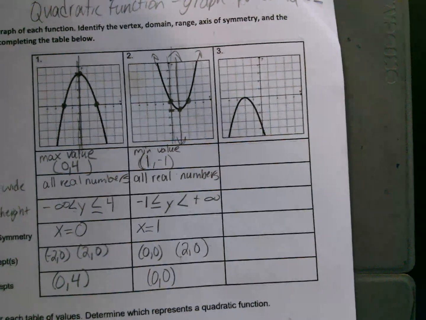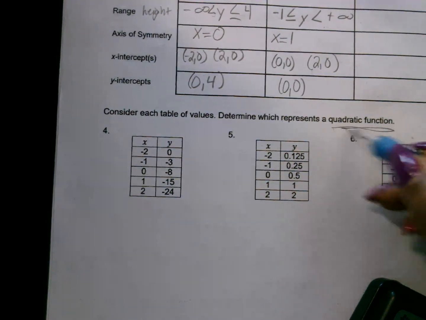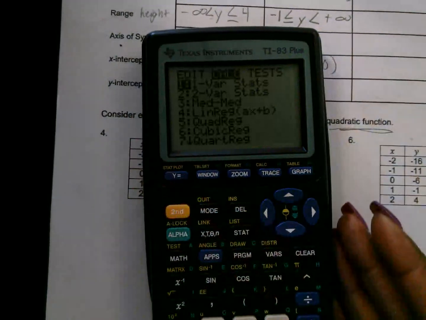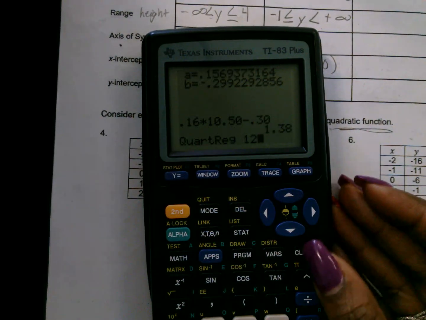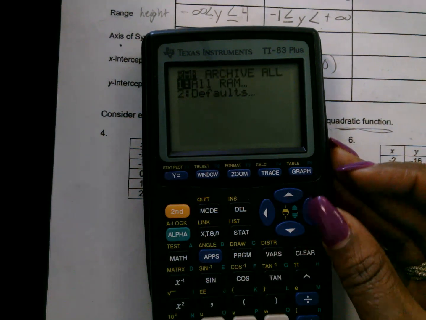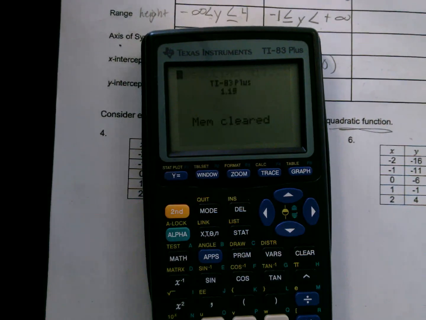Okay, I'm going to show you how to do the bottom part. You need your calculator for this. You're going to write the quadratic function, the equation for the tables. So you're going to do quadratic reg in the calculator. To do that, let's first clear the calculator: second, plus, 7, 1, 2. If you need to clear all of it, second, plus, 7, all, 1, 2. It's resetting everything. Okay?